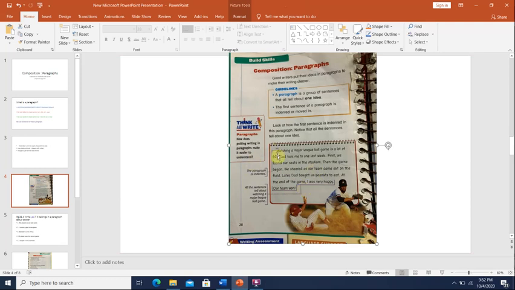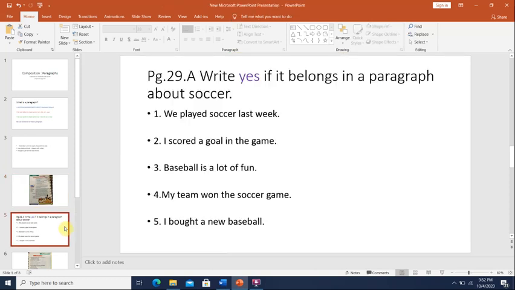So again, the first sentence must be indented. All sentences in the paragraph tell about one idea. What is the idea? It is about the ball game that they went to. Okay? So remember, a paragraph is a group of sentences that tell about one idea. The first sentence must be indented, a little bit moved in. Okay? So all the sentences in the paragraph must be related.